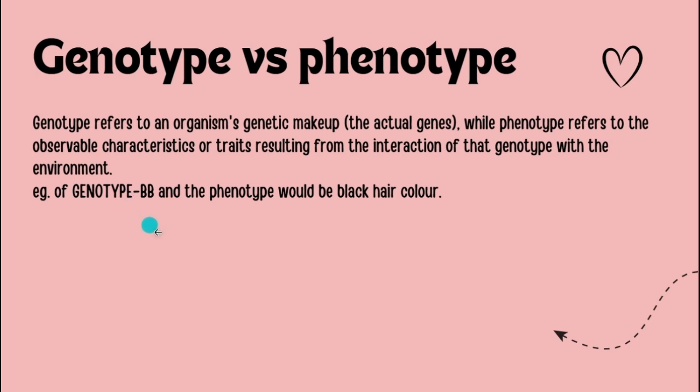So in this situation, if we have a genotype, we have big B, and we say that the big B equals our black hair. So this is the genotype, right? This is the genetic aspect, big B, and then the phenotype would be the black hair color.